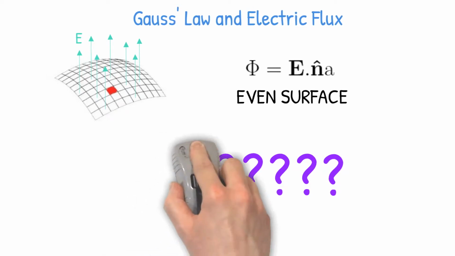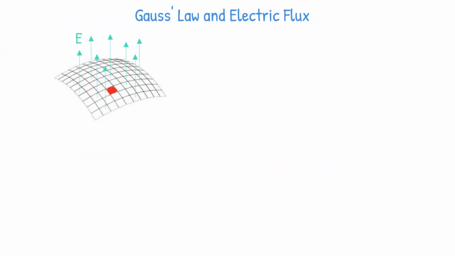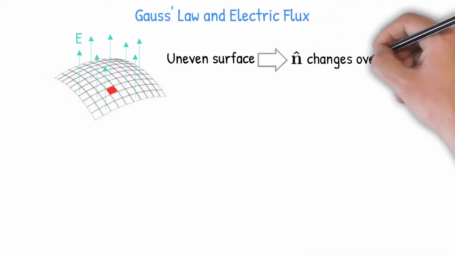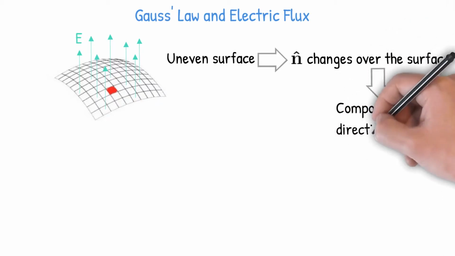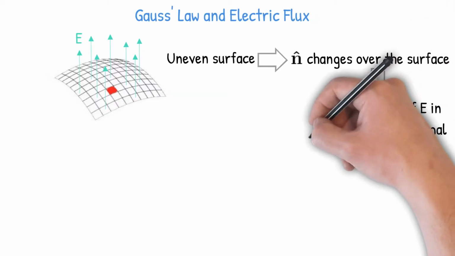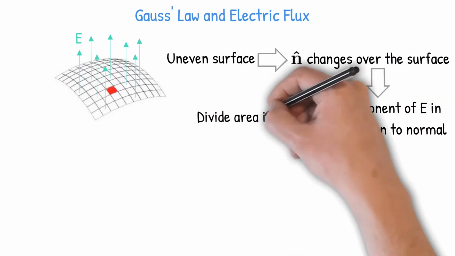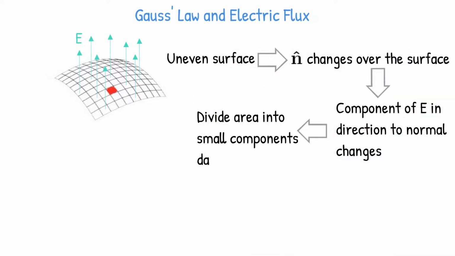Well, this is where surface integrals are useful. Since the perpendicular vector changes depending on the orientation of the surface, n hat changes, causing the component of E, normal to the surface, to change as well. Thus, we divide the surface into little sections and label those dA. Now we use Gauss's law.